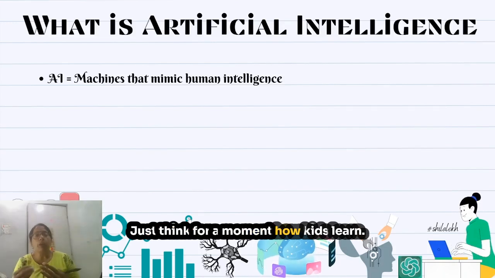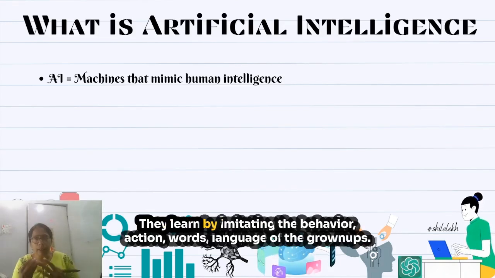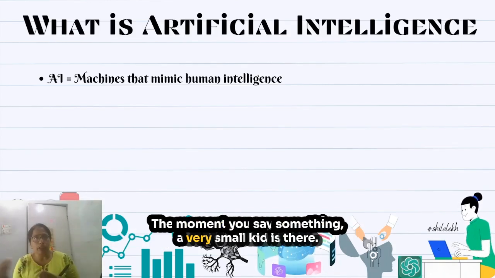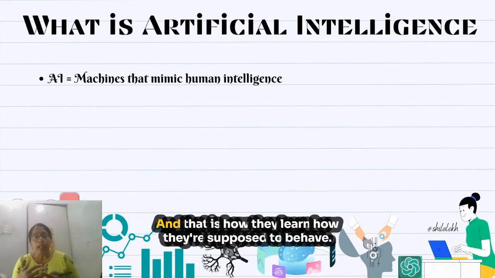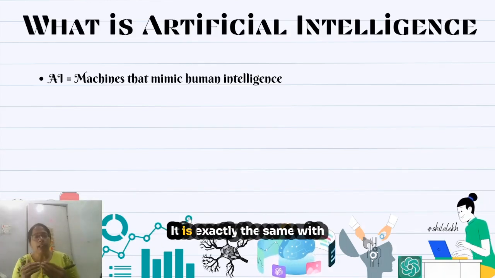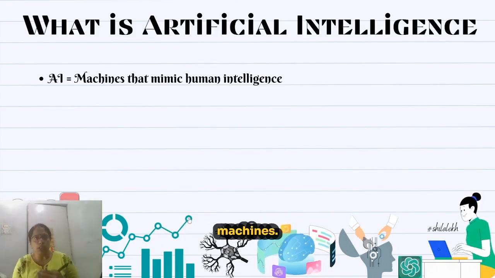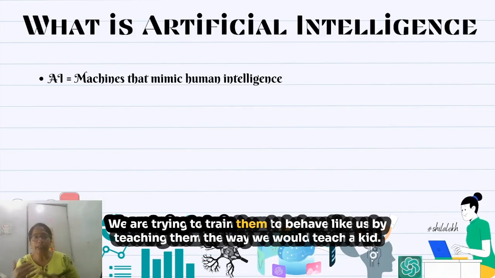Just think for a moment how kids learn. They learn by imitating the behavior, action, words, language of the grown-ups. The moment you say something, a very small kid is there, they would repeat the words that you speak. And that is how they learn how they are supposed to behave. It is exactly the same with machines. We are trying to train them to behave like us by teaching them the way we would teach a kid.